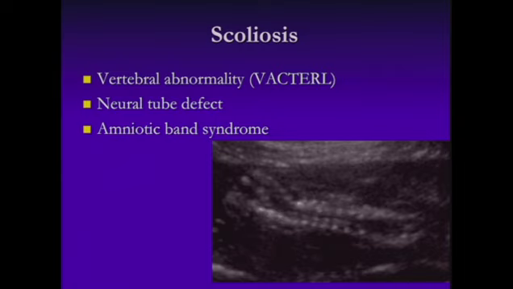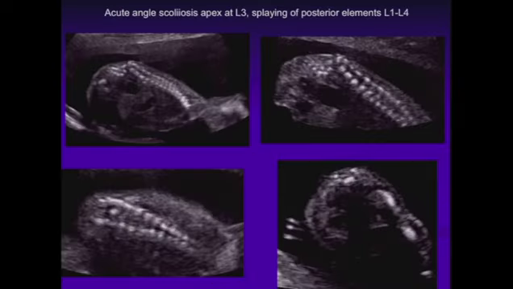You can also see scoliosis with neural tube defects, and you can also see it with amniotic band syndrome. So you want to look very carefully at basically the entire fetus whenever you see an abnormal bend in the spine. So here, for example, we have a fetus with a really acute angle scoliosis. You count which lumbar vertebral body it's at, and in this case, it's at about L3. And there was splaying of the posterior vertebral elements. You can see this here.